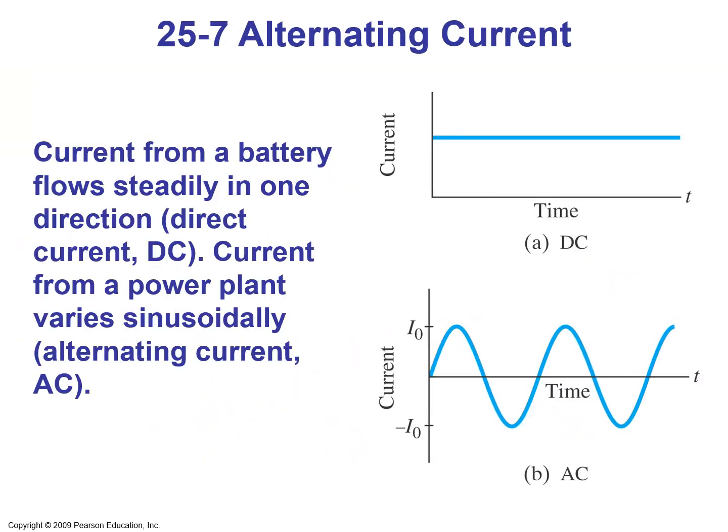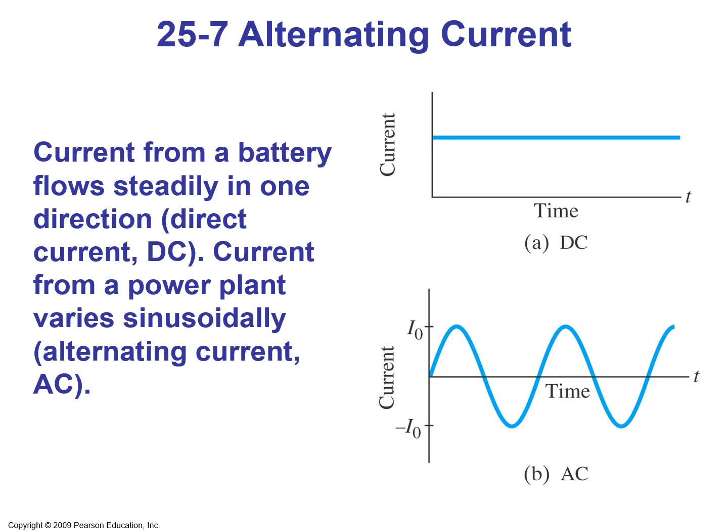Section 7. Alternating current. Current from a battery flows steadily in one direction. Direct current, DC. Current from a power plant varies sinusoidally. Alternating current, AC. Here in the top we see the current over time, which is steadily having current all the time from a battery, for example. Let's call it DC, direct current.